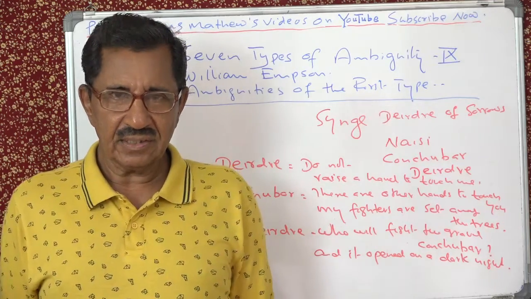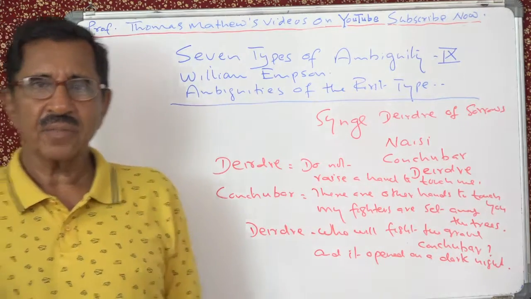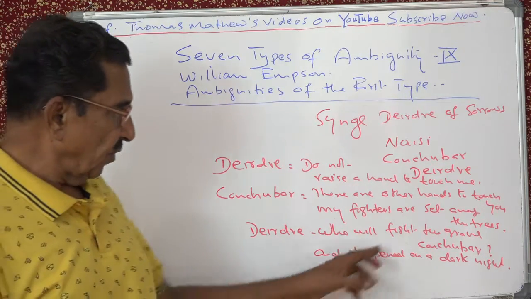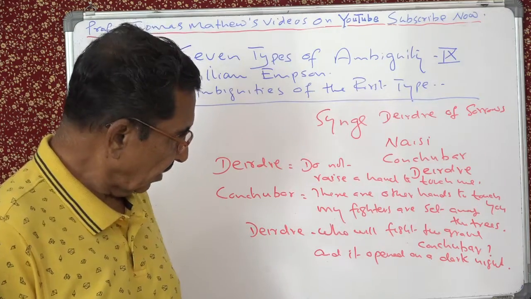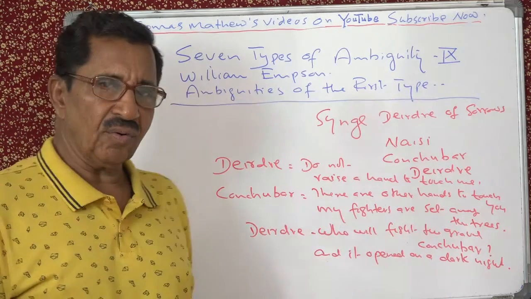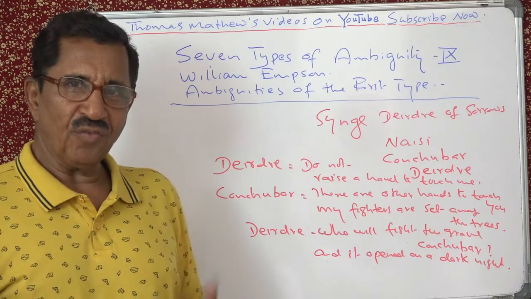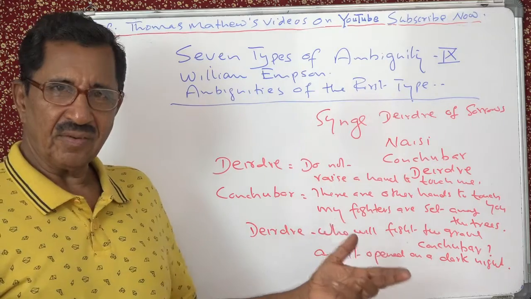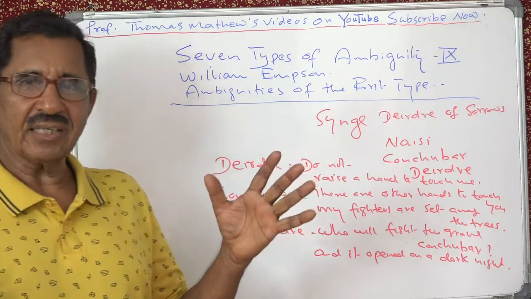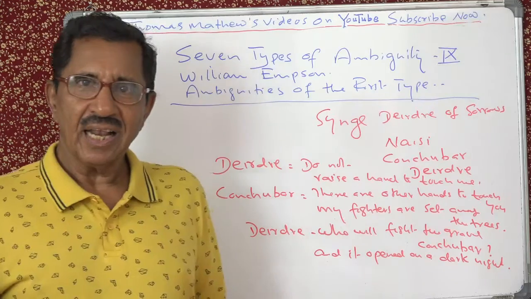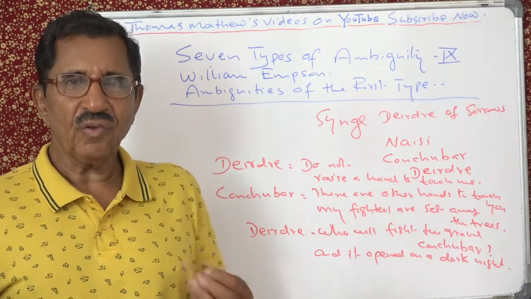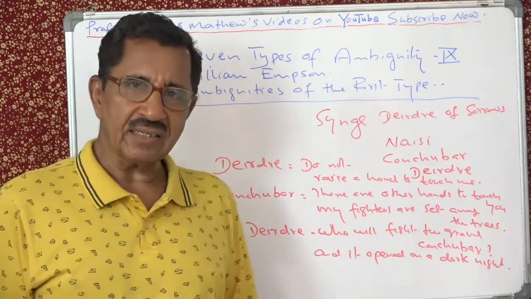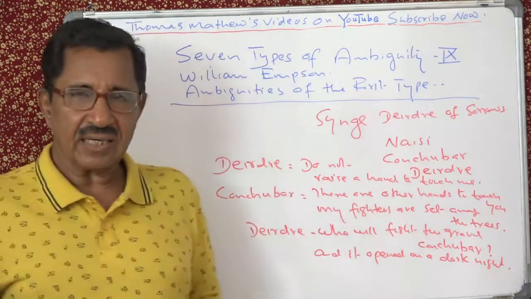So what is the ambiguity in this? Here is one. Who will fight the grave Conchubar? See the implications there. That means what is in front of us is nothing but death. Then he says, and it opened on a dark night. The grave opened on a dark night.